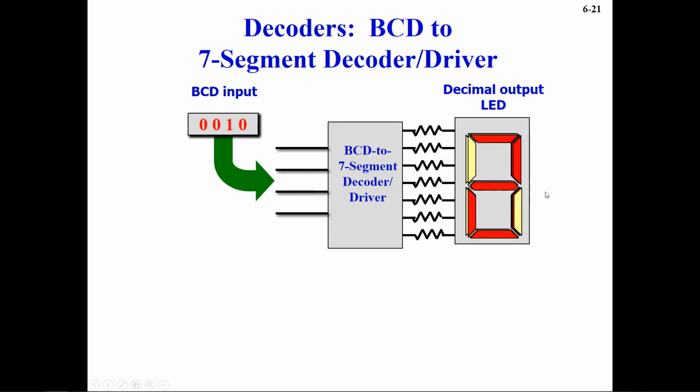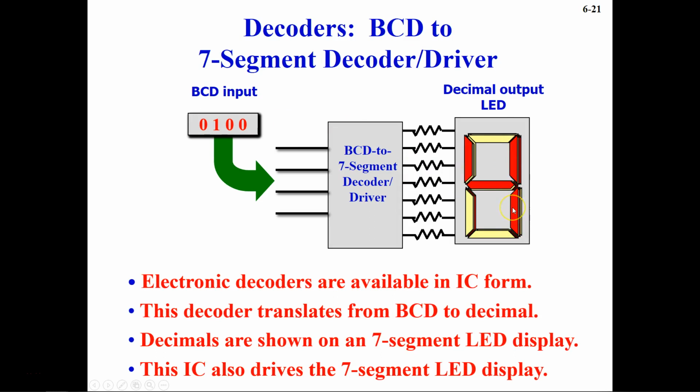And if it is 0 0 1 0, then we know that this is 2 in decimal, so that's why you see here 2. And then we have 0 0 1 1, which is 3. So in decimal this is 3. And then we have 0 1 0 0, which is 4, and that's why you have 4 here. So these electronic decoders come in ICs and translate BCD to decimal. Decimals are shown on a 7-segment LED display here. This IC also drives the 7-segment LED display. So this was your decoder, and in the next lecture we will see how this decoder basically works.